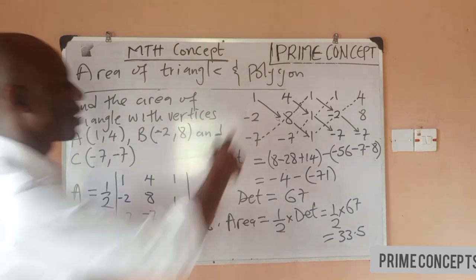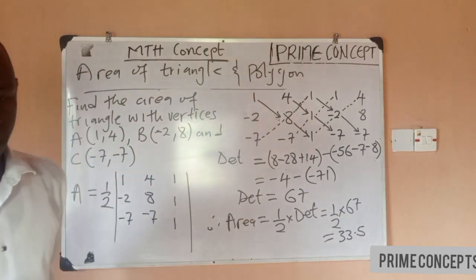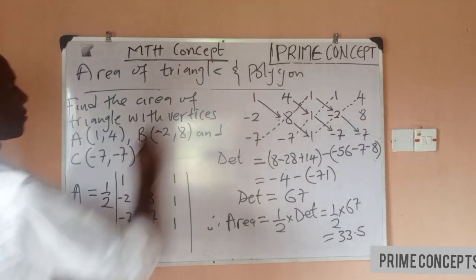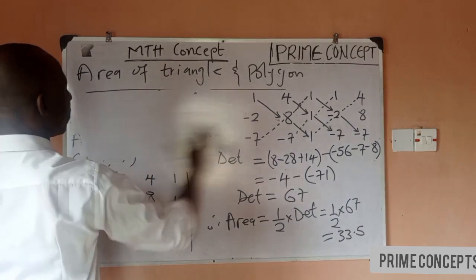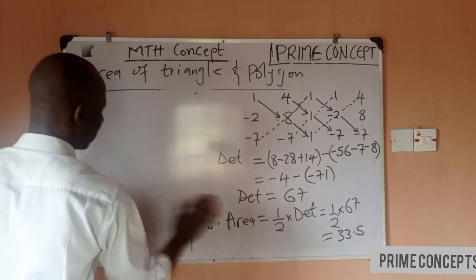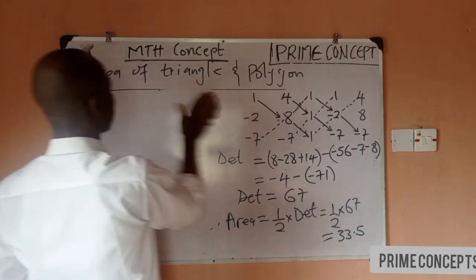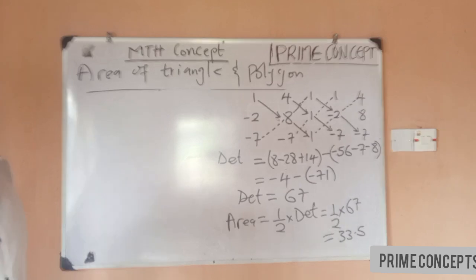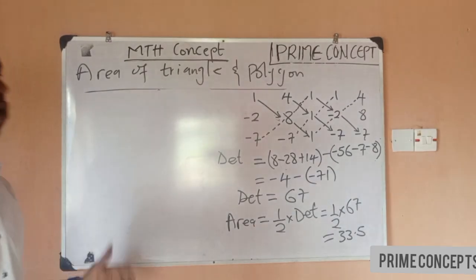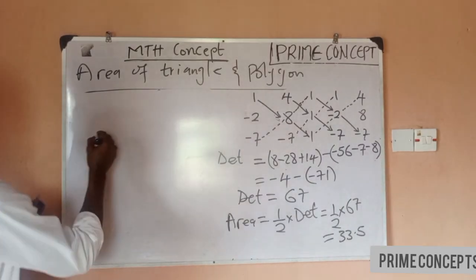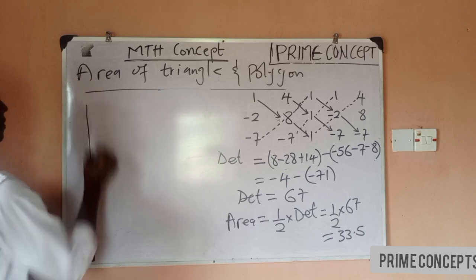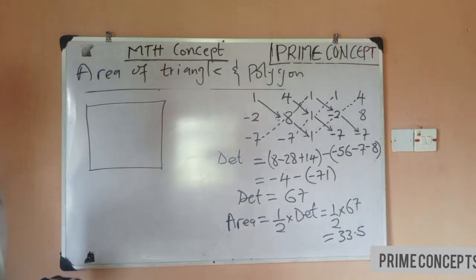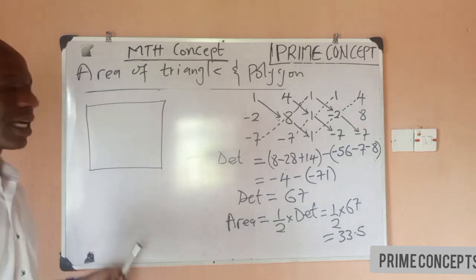Now somebody may ask, how do we find the area of a polygon? Very simple. You don't have to learn a different formula for finding the area of a polygon. Let me illustrate so that you can easily know how. Say you have any polygon. Let's use a quadrilateral, right? Say we have a quadrilateral like this. A quadrilateral is a polygon with 4 sides. You can use any one, a pentagon with 5 sides and so on.